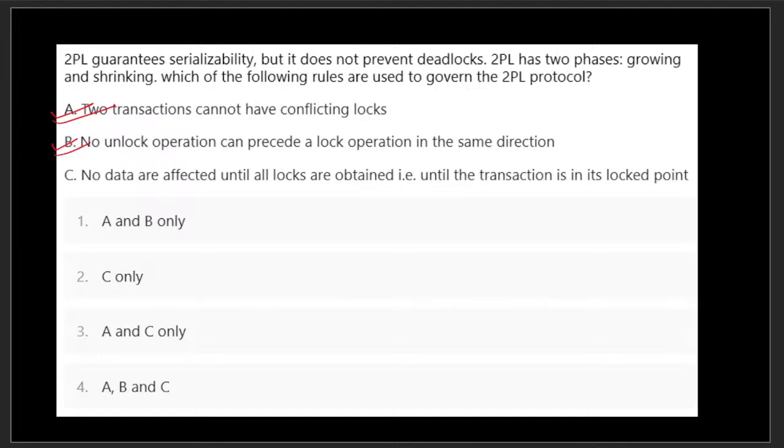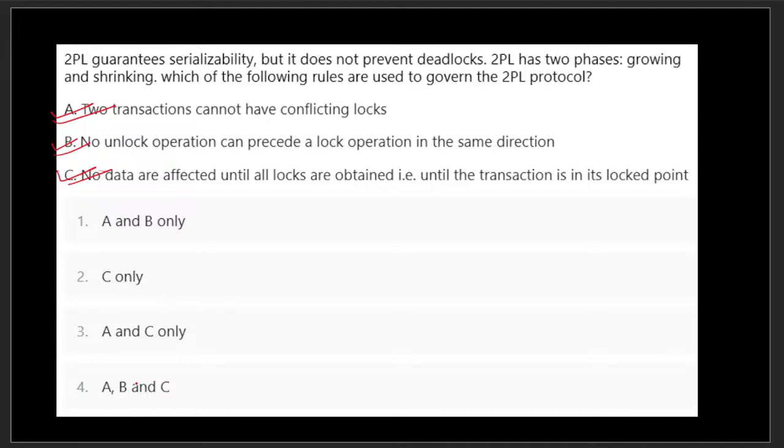Why? Because in the 2PL protocol, once a transaction starts unlocking, which is the shrinking phase, it cannot obtain any more locks. So it helps in maintaining two phases, which is the growing phase where the locks are acquired and the shrinking phase where the locks are released. Right, everyone? And C is no data are affected until all locks are obtained, that is until the transaction is in lock point. This is also correct, because this rule implies that a transaction will not affect the data until it has secured all the necessary locks, ensuring data integrity throughout the transaction.